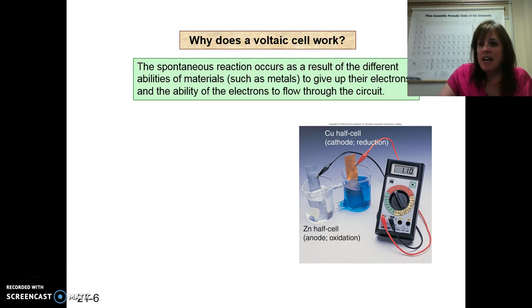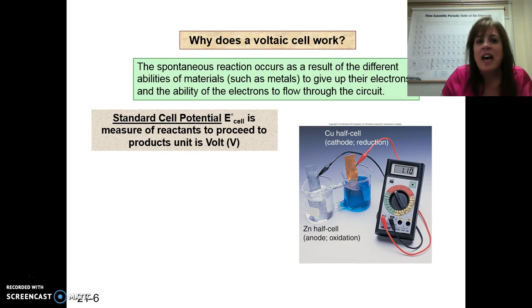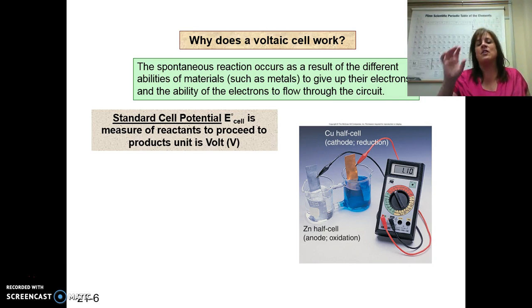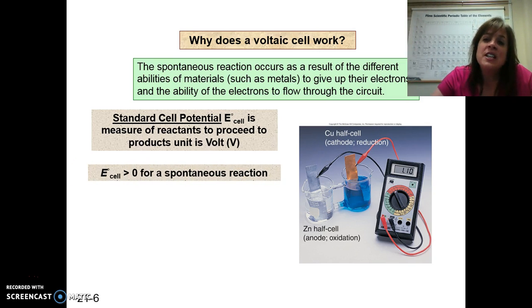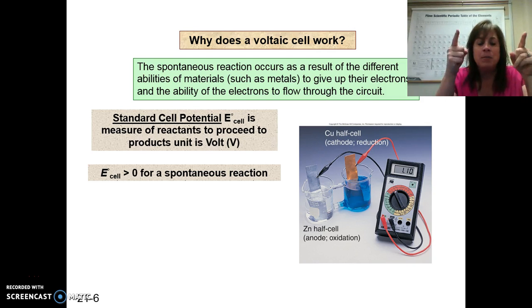And we can calculate that, and we're actually going to learn how to do the calculation in class, but it's called the standard cell potential, or the E cell. And it's really a measure of the spontaneity of this reaction. The unit of the E cell is the volt, like a 1.5 volt battery, 9 volt battery. We will learn to calculate it in class, but you need to know what it is. And you need to know that if the number we get is greater than 0, so a positive number, then the reaction is spontaneous, and it's going to happen.